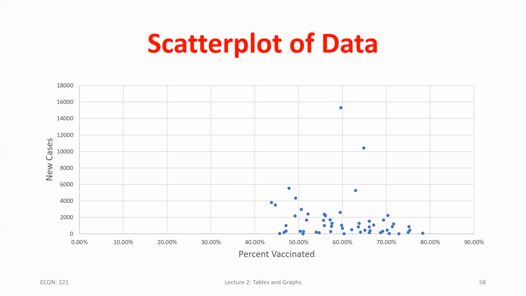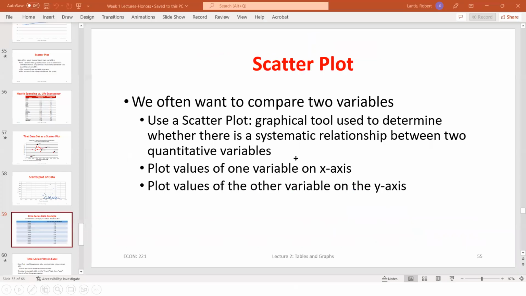So 2021, and if I try to draw a line through just this data, maybe it's slightly decreasing, right? If I can get a higher percentage of my state vaccinated, maybe I can see a smaller number of new cases. Although we do have some kind of weird outliers going on here. I forget exactly what states those are. But how do we create these scatter plots?